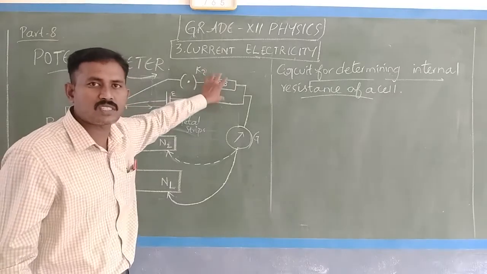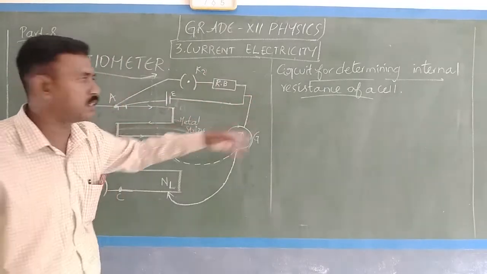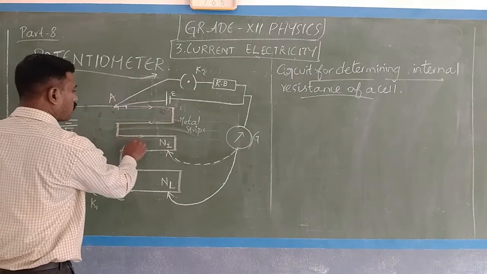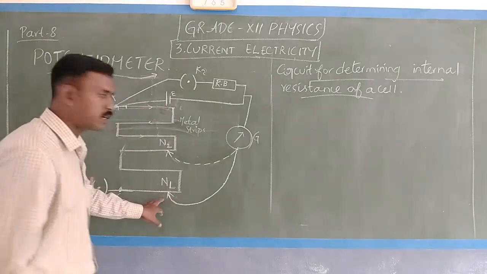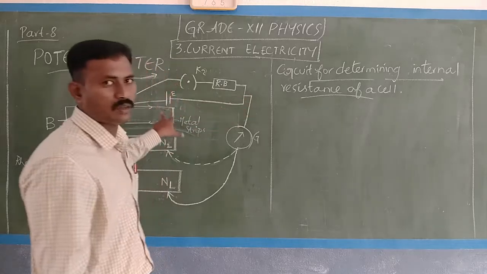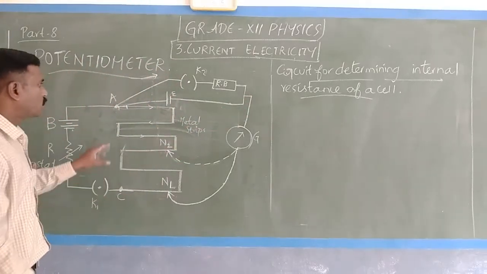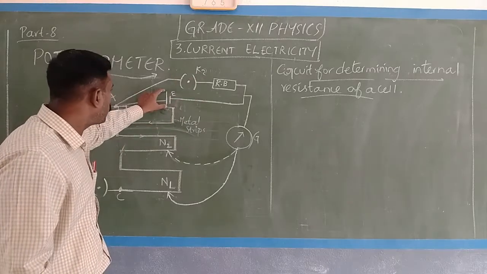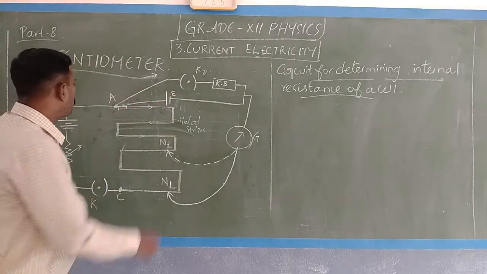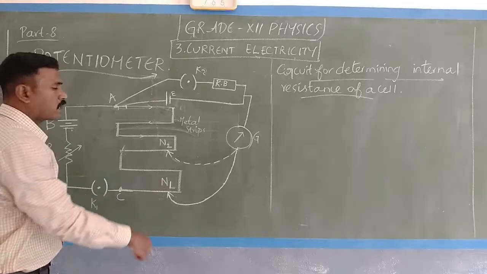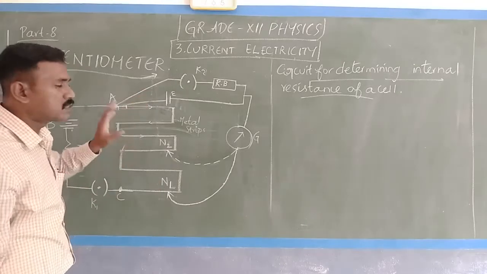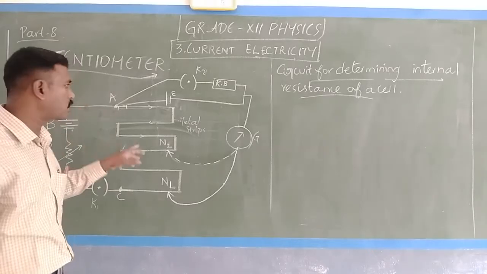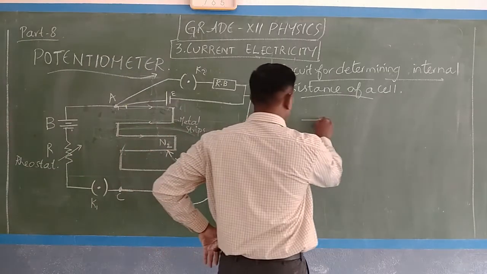So on the RB resistance box, what current flows? This E will be giving the current, and the current will be going through here. Applying the same Kirchhoff's voltage rule, what do we get?